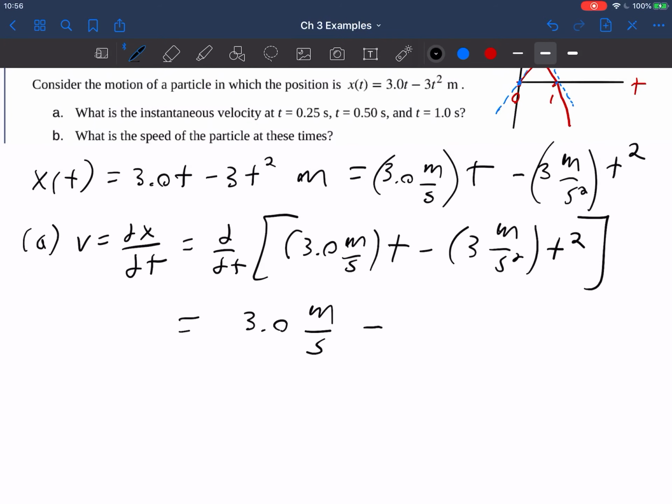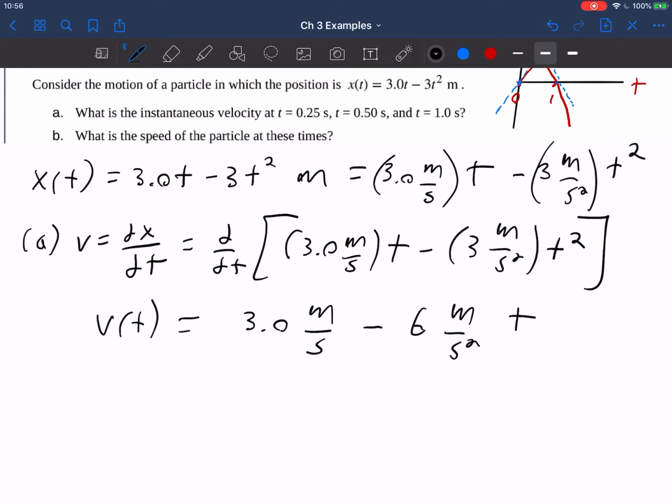And then I have minus 3, the derivative of t squared is 2 times t, so this gives me minus 6 meters per second squared times t. And I can check again, when I plug in some time there in seconds, multiply it by meters per second squared, I'm going to get meters per second, which is my proper unit of velocity. So I've derived an equation for velocity at any moment in time, and that's a great thing. I can see this as a linearly decreasing curve.